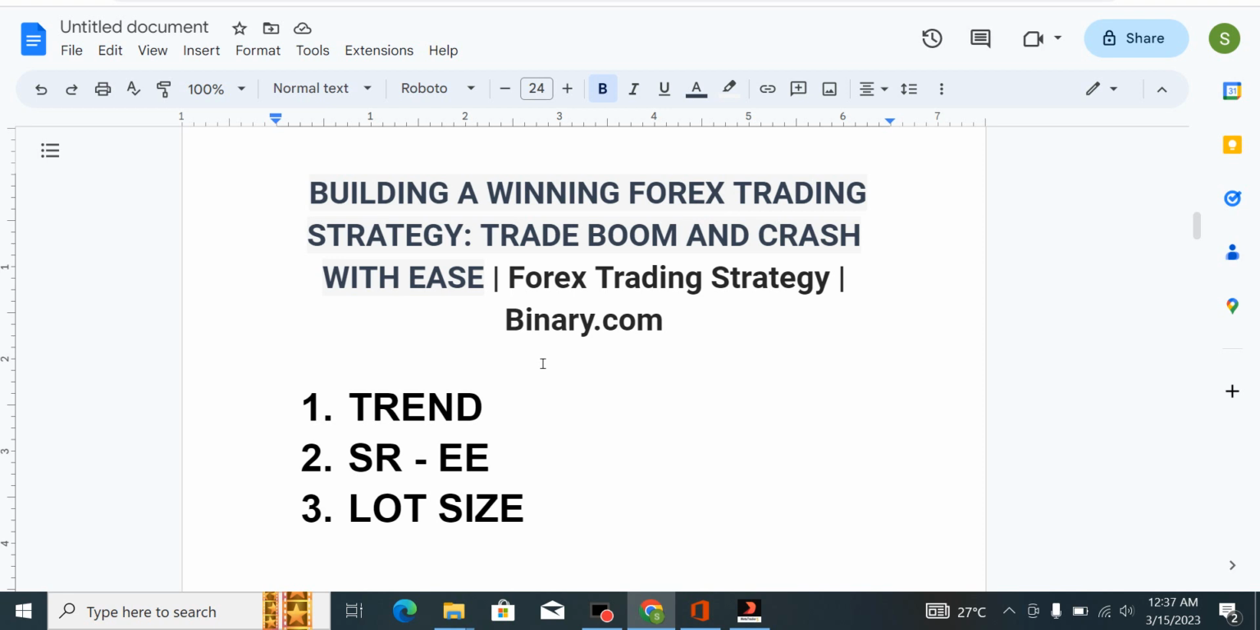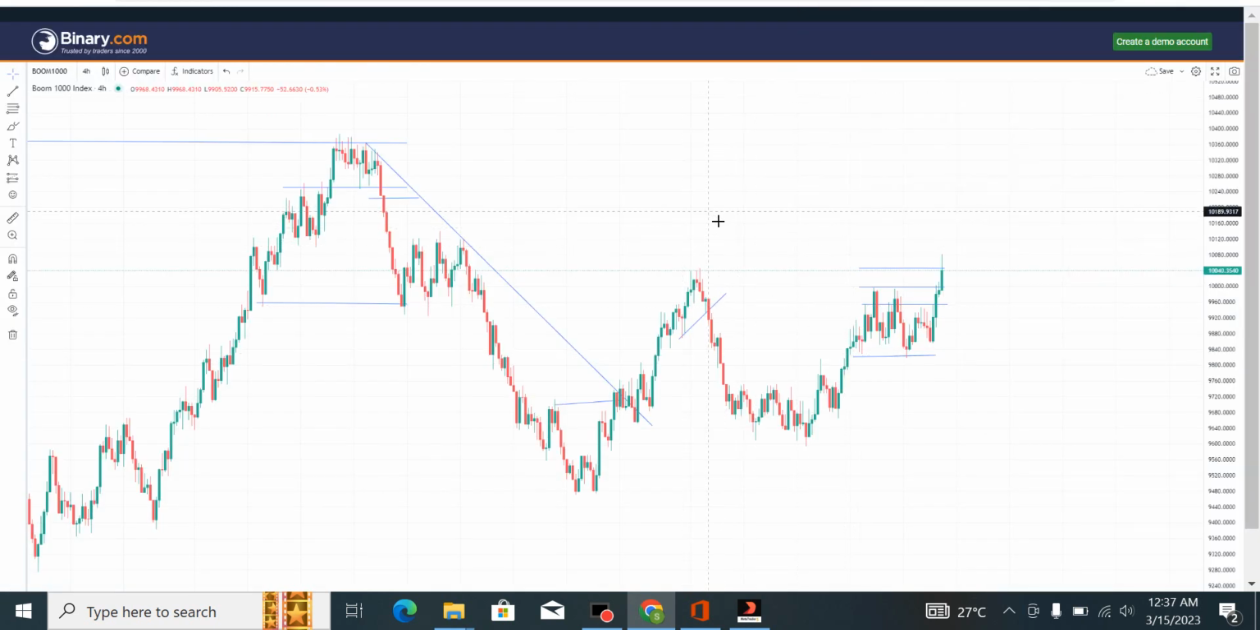And of course make sure you follow the trend. You take note of the support and resistance zone to know the direction of the market and your entry point, then your exit point. Then use a reasonable lot size to be able to control the situation of things within the market. That is very, very important. This is the key to controlling the situation of things in the market. Now let's go straight to the chart so that we get to see how to go about it this time around.